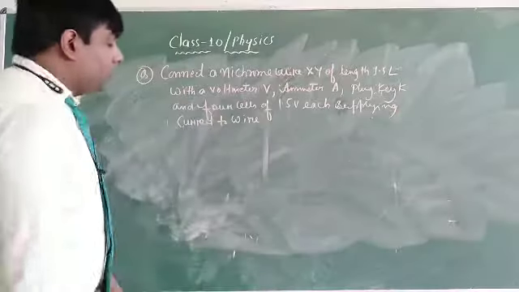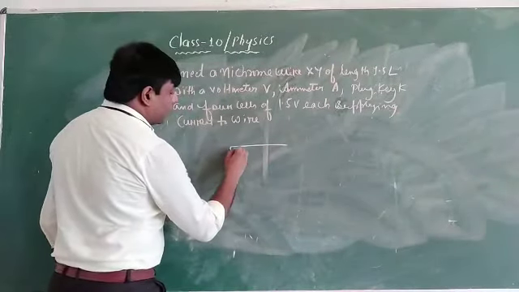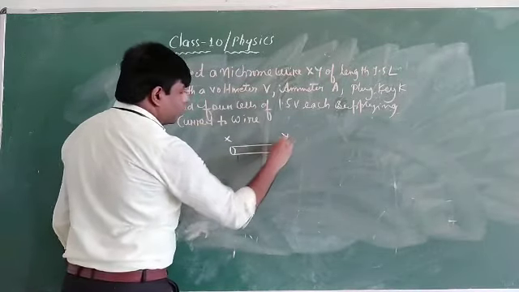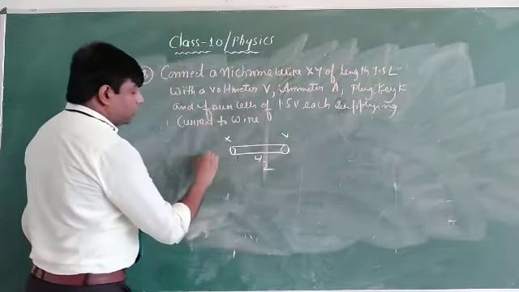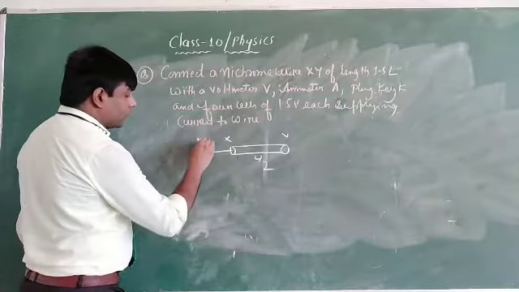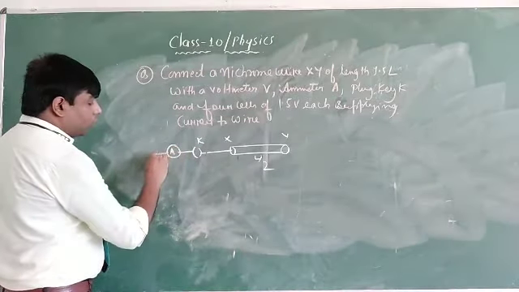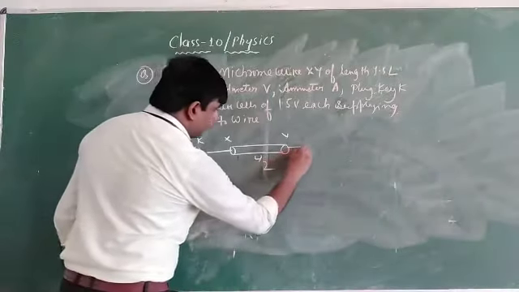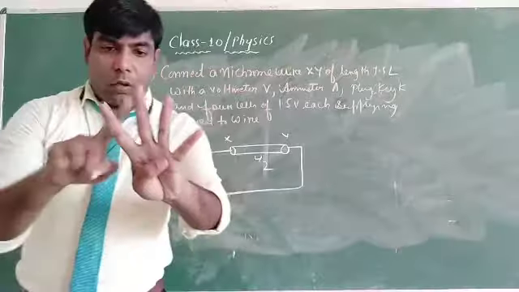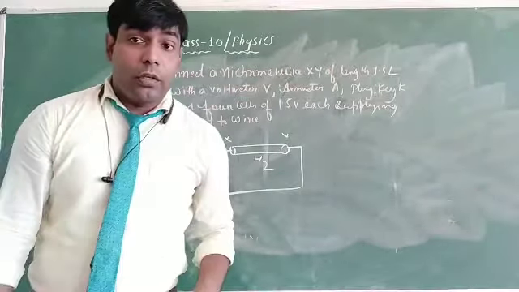But in the circuit, what do you take? A wire of length how much? XY, length is L. This is connected through a key. Also, we have to connect the ammeter in series and we have to connect a supply voltage. But remember here, see, 4 cells are connected. 1.5, 1.5, 1.5, 1.5. It will give how much? That is your 6 volt.